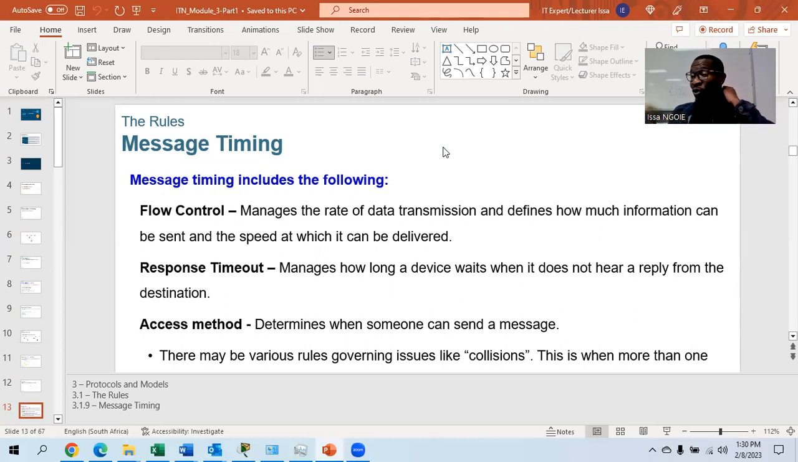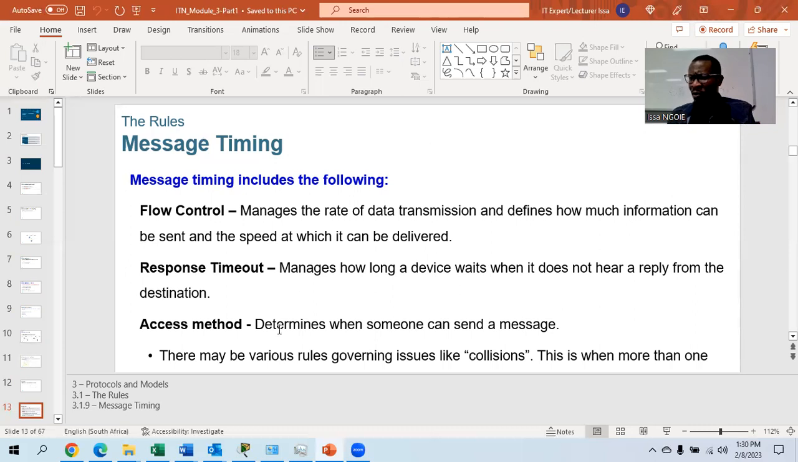So your protocol also will make sure that, suppose you are sending me a message via Gmail, we are connected using the same network. How long does my computer have to wait before sending a reply, right? Because if I don't get a reply, I have to inform you. There must be a message that will tell you, I didn't get the message. And your protocol will make sure that's covered.